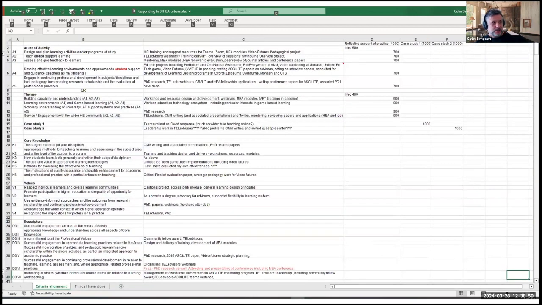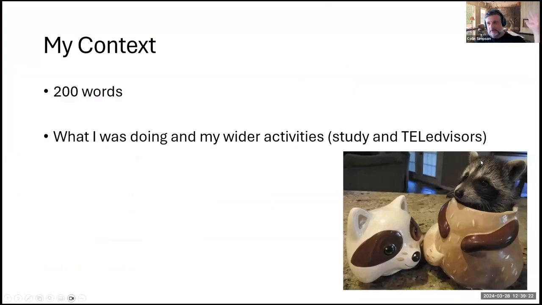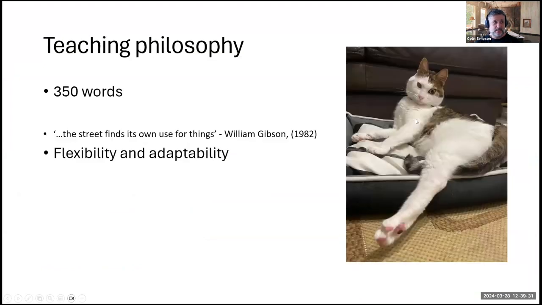And then I started trying to map these things to the actual areas of activity, the core knowledge, the values, and all of the descriptors which you're meant to be writing to as you work through this process. I didn't have a clear sense of how it was all going to fit together, because essentially in your application, you write a little blurb about your own context, just explaining who you are and what you're doing. That's fairly short. It's just setting the scene.